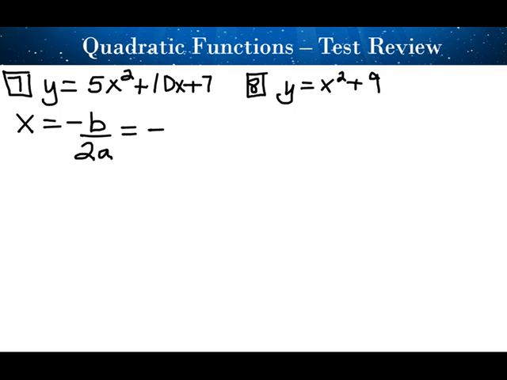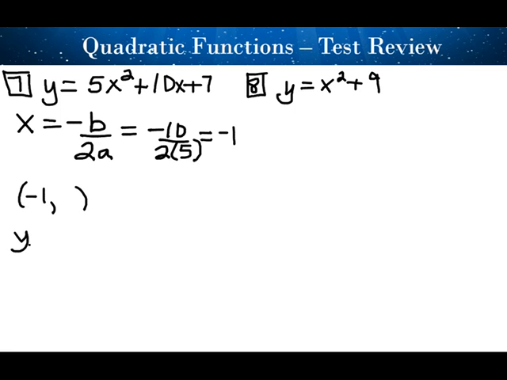So negative 10 over 2 times 5, and that's basically negative 10 over 10. So negative 10 over 10 is going to be negative 1. Once I have the axis of symmetry, I can plug negative 1 into the original equation. I'm going to plug it into x.